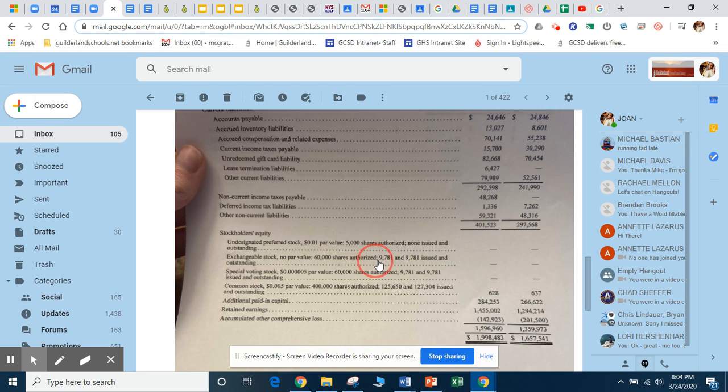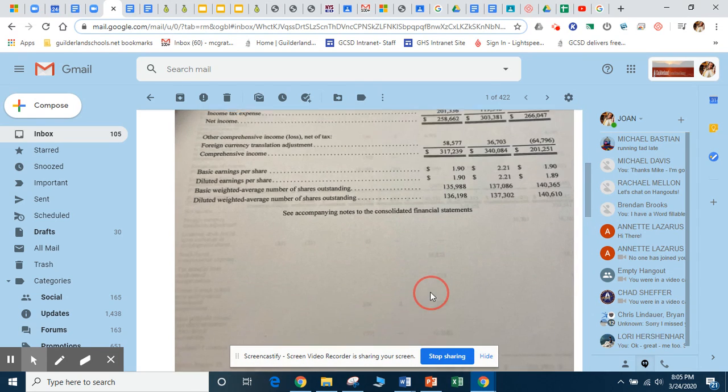For this particular year, we're also going to use the exchangeable stock that is also authorized and outstanding, this 9,781,000. So we're going to add the 9,781,000 to the 125,650,000, and with that we get a denominator of 135,431,000. So that will be our denominator.